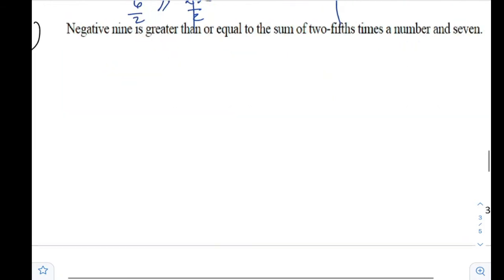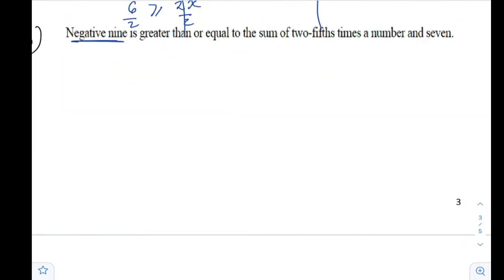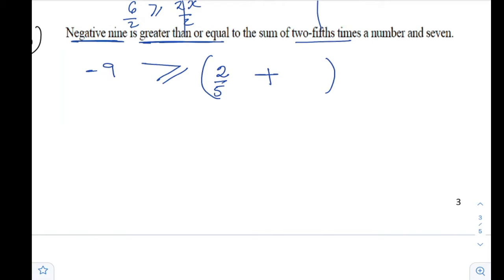Question 3. Negative 9 is greater than or equal to the sum of 2/5 times a number. I'll assume it is x or n or whatever. So the sum between this and 7. The sum of 2/5 times a number and 7. So now we will solve this inequality.